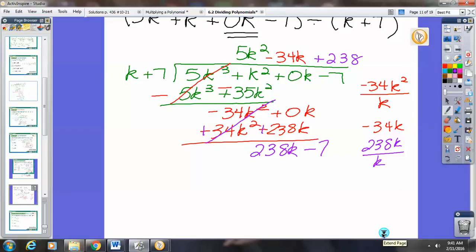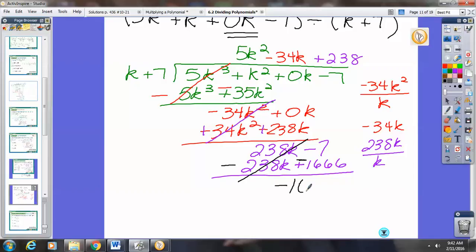So 238 times k, 238k, 238 times 7. After you multiply, what do we do? You've got to change your signs. So once again, those should cancel out. We have negative 7 minus 1,666. That's our remainder. How are we going to write our remainder?